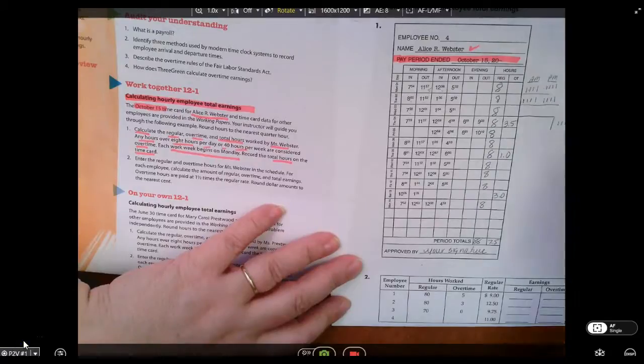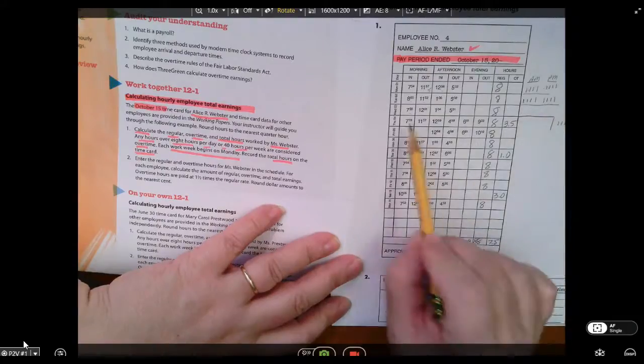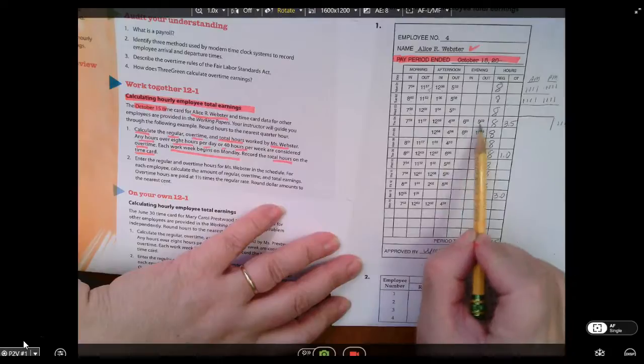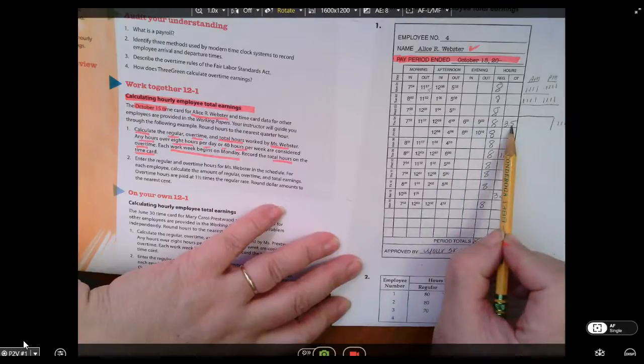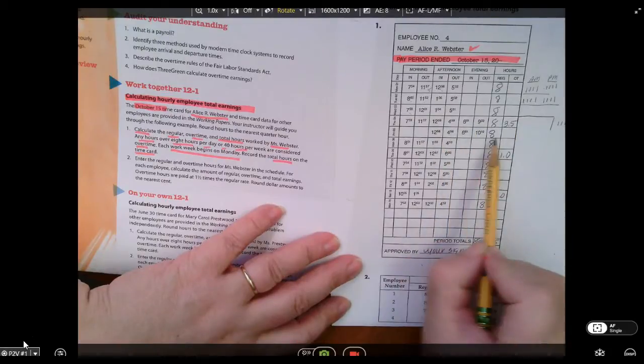Okay, so is this what your time card looks like? After the 8 hours she worked there, here she actually worked overtime: her regular 8 hours a day, and 3.5 hours worth of overtime. Here, she worked her 8 hours a day.